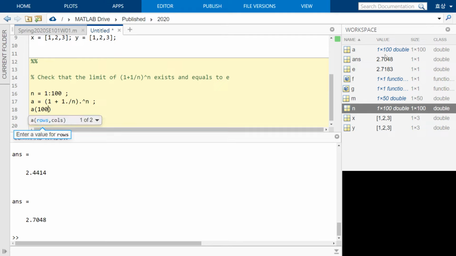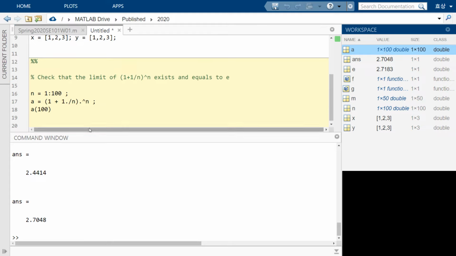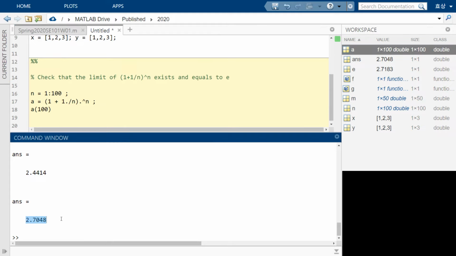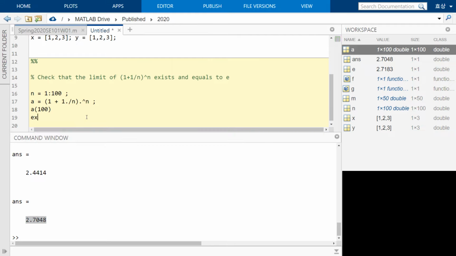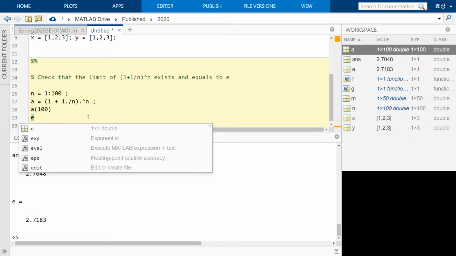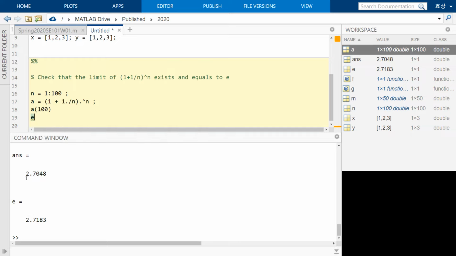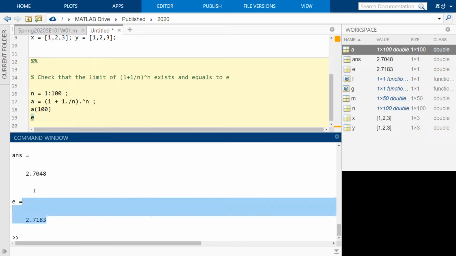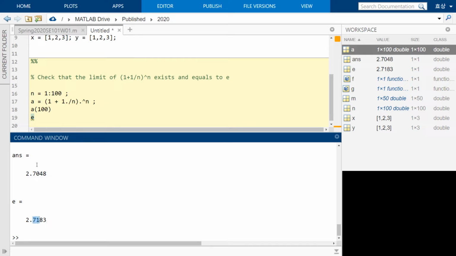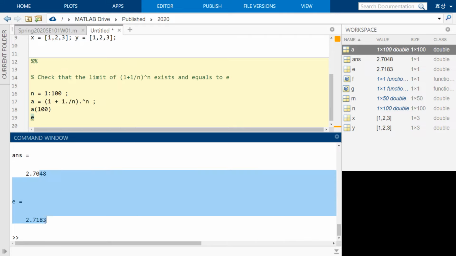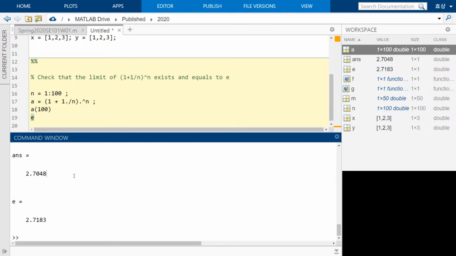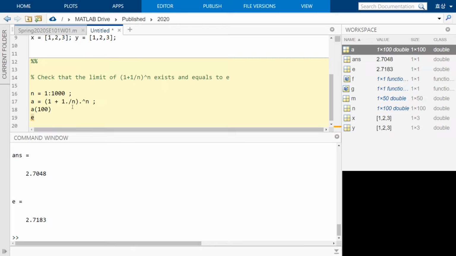Because A is a total 1 by 100 double matrix, the value almost looks like 2.7048. And let's compare with the exponential natural constant. Okay, so it's a little bit of a long way to go. The value runs up to 2.71, but when you compute n equals 100, it's still not exactly the same as the natural number. And then let's increase the amount.